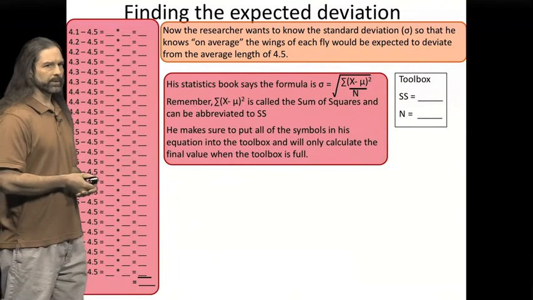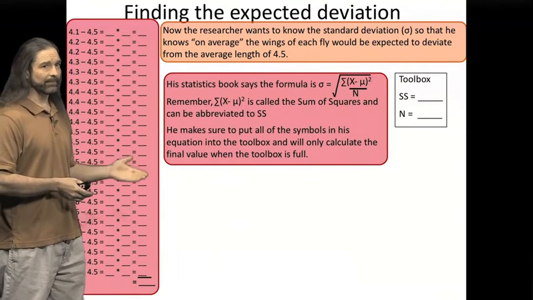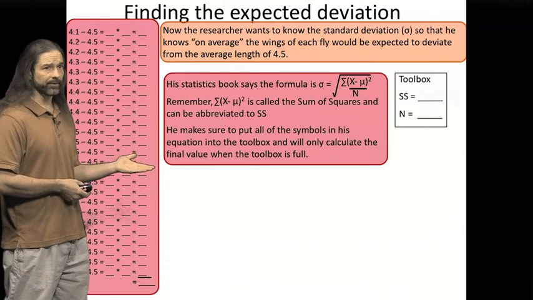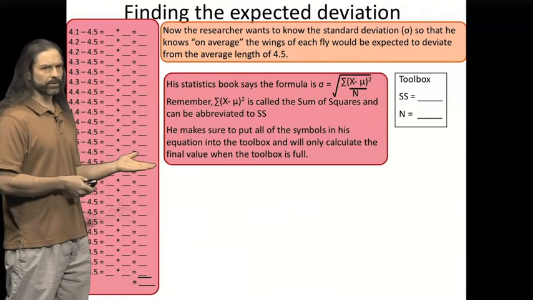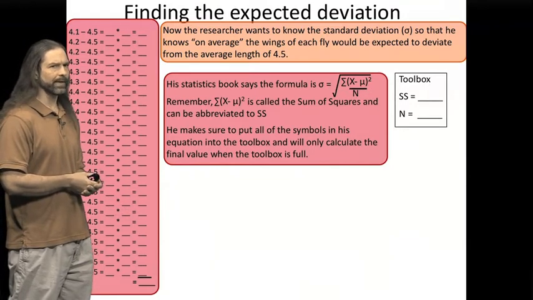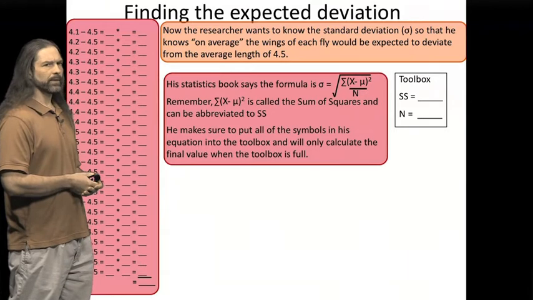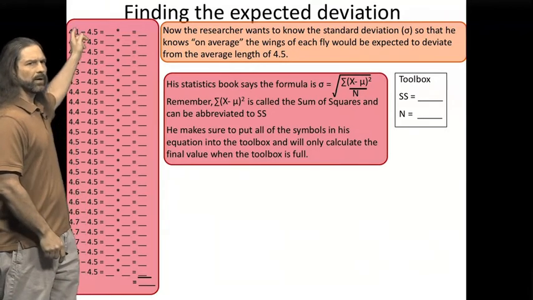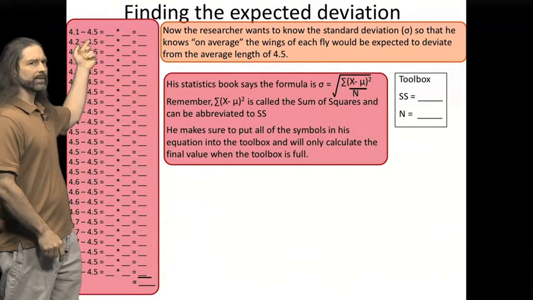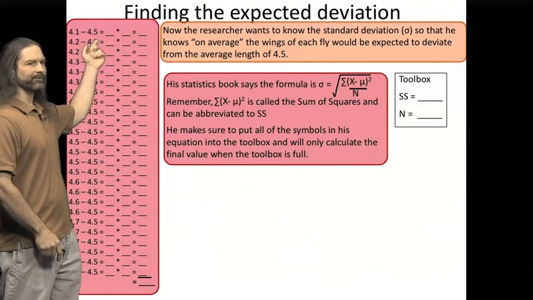So what I'm doing is I'm providing you with the data that we had before, but now I'm giving you blanks. I encourage you to go ahead and fill this in and practice doing the sum of squares because, as I said, that's one of the most fundamental and foundational statistics that you'll have to do. So what am I looking at when I'm looking at these values? 4.1. That is the actual fly's wing length, and then 4.5 is the average that I calculated.